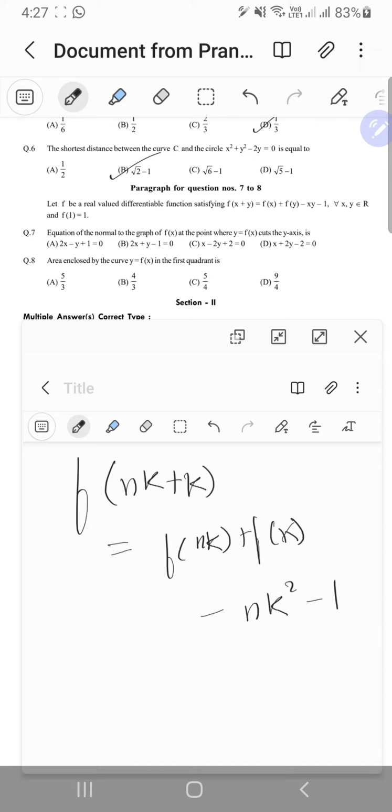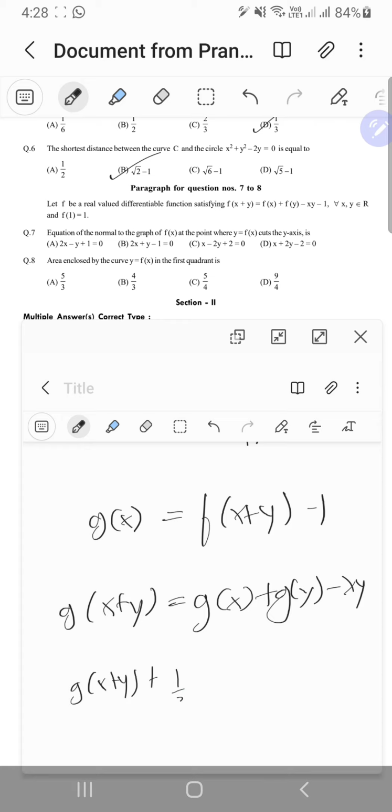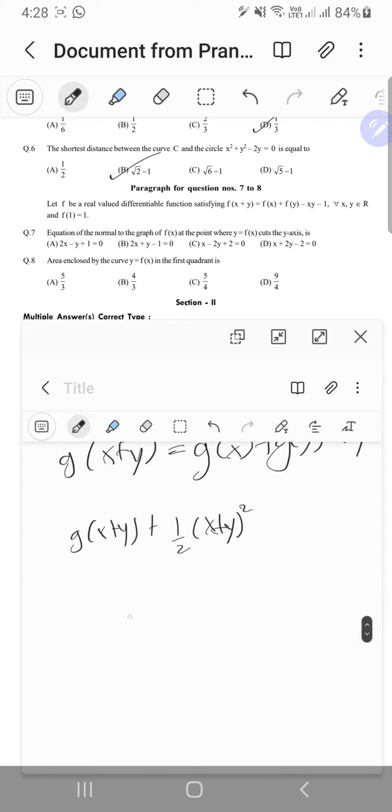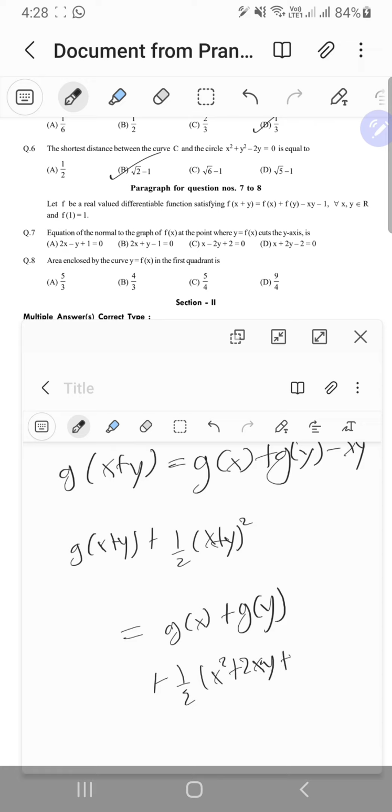What would happen if I put natural log and stuff over there? That would definitely not be good. Okay, x plus y squared, like g of x plus y squared, something like that. It'd be like half of x plus y squared. That would be g of x plus g of y. Adding half x plus y squared on both sides, I just get plus half of x squared plus 2xy plus y squared minus xy. So this term gets cancelled.